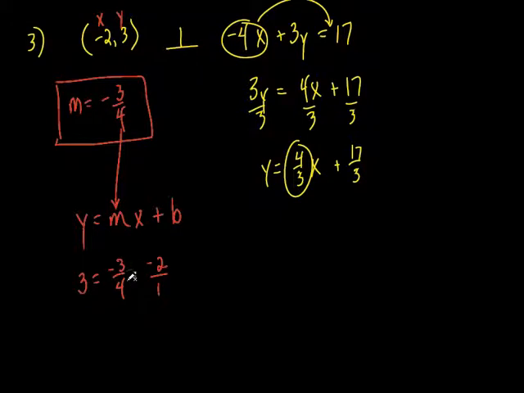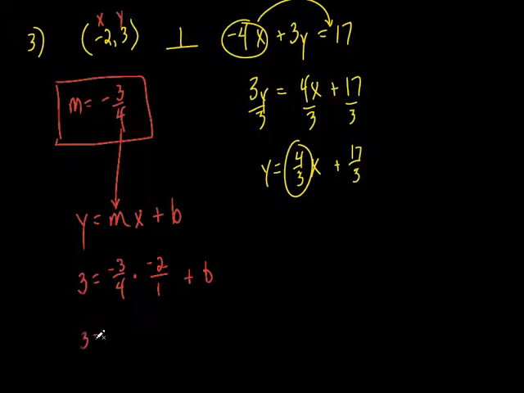Now watch, since I'm multiplying that by a fraction, I'm going to put -2/1, plus b. Is that all right? I haven't done any math yet. All I've done is plug and chug, right? So I've plugged everything in. Put the -3/4 in for the slope, put the -2 in for the x, and put the 3 in for the y. Now all I've got to do is solve for b.